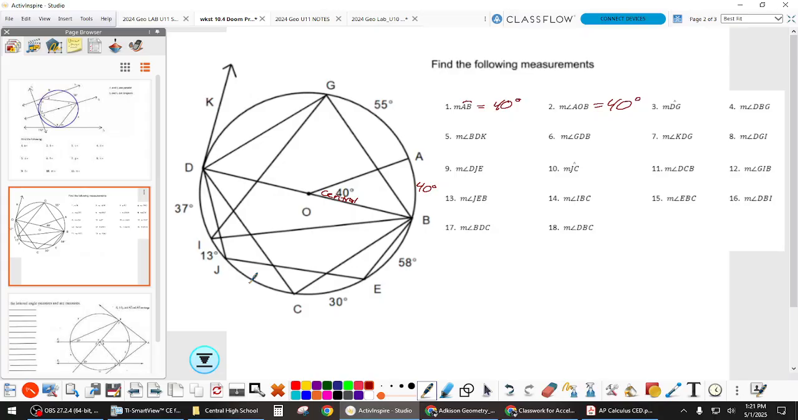Well, I noticed that the circle was split in half. Okay. And the whole thing makes up 360, so that means that both of the sides are 180. So then I subtracted 37, 13, 30, and 58 from 180. Good. And I got 42 degrees. And what is that called? Like in our list, we have to go fill that out. It's arc JC. Good.